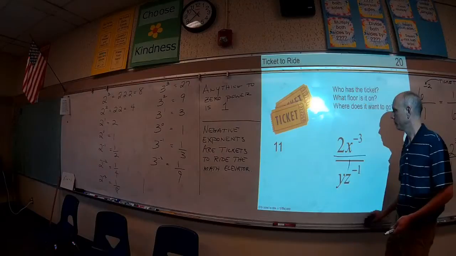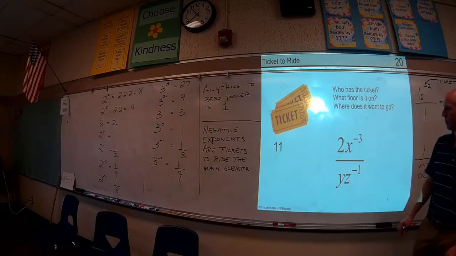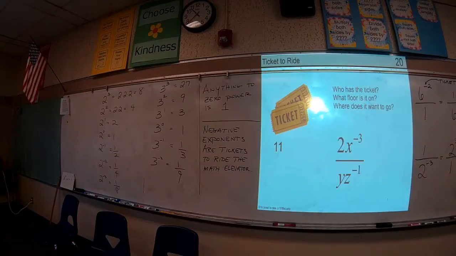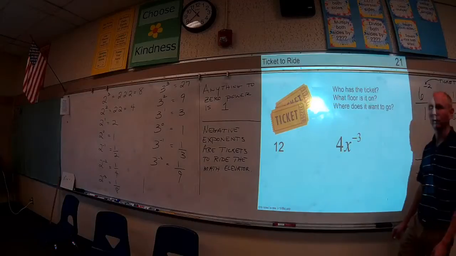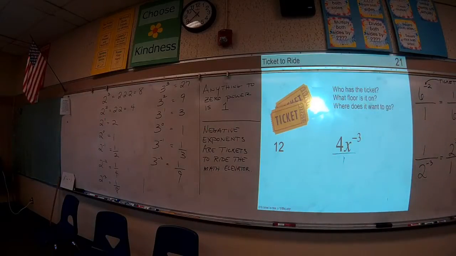Narena, what's the 2 gonna do? It's gonna stay. The X? It's gonna go down. The Y? The Y's gonna stay. The Z? It's gonna go up. What floor is everybody on? Brooke? Top. What's the 4 gonna do? Stay. And what's the X gonna do?